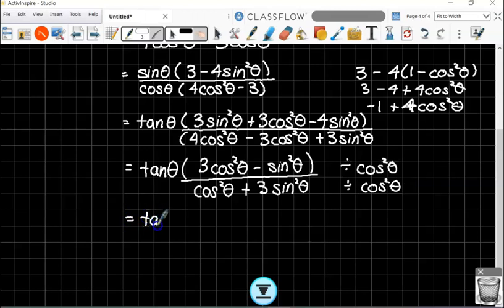So I've got tan theta. Brody has just given me a face. Shh. 3 cos squared divided by cos squared is 3. Agreed? What's sine squared divided by cos squared? Tan squared. And downstairs, cos squared divided by cos squared? 1. What's 3 sine squared divided by cos squared? Well, I don't know about you, but that looks like it's all in terms of tan to me.